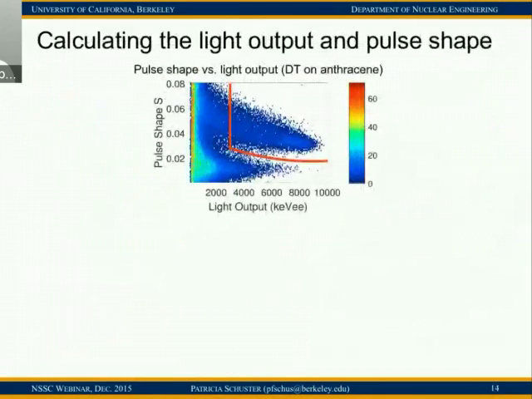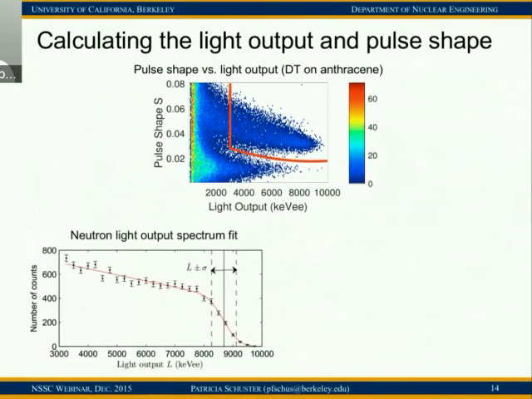All right, so to calculate the light output and pulse shape of the full energy event, first of all, I only use the neutron events above a certain energy threshold. This is another one of these pulse shape discrimination plots, and the red line indicates the cutoff. I only use the neutron events that are above this line and to the right. Then I make a light output spectrum of those events, and I use a fitting function to locate the edge point on this distribution. This is telling me the light output for a full energy interaction at this specific angle.